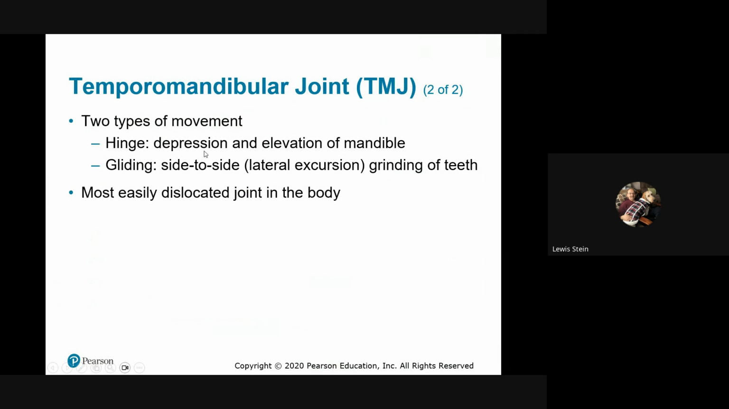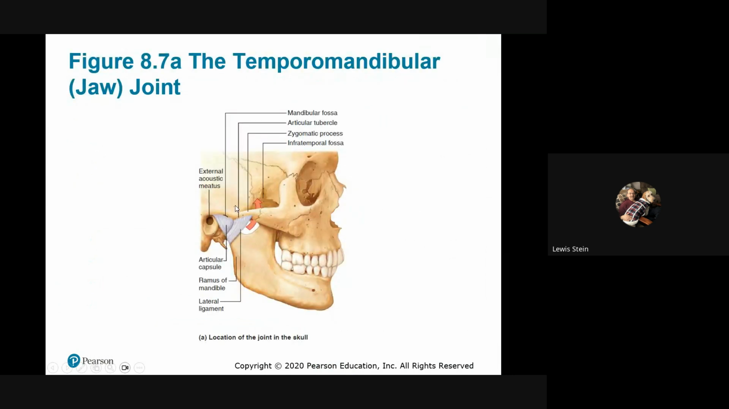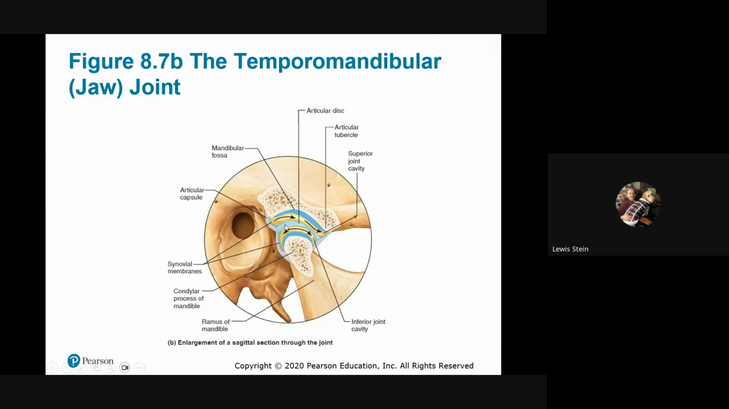So effectively, the hinge portion, except they call it depression and elevation, and then this has to do with the side-to-side motion. You might remember the muscles involved with that are the pterygoids. So the most easily dislocated joint in the body. Why is it such a pain in the neck? Not because of the lateral ligament, and there's really two portions of it. Here you have the capsule, you have this ligament overlying the ramus of the mandible on either side, the rami, as it were.